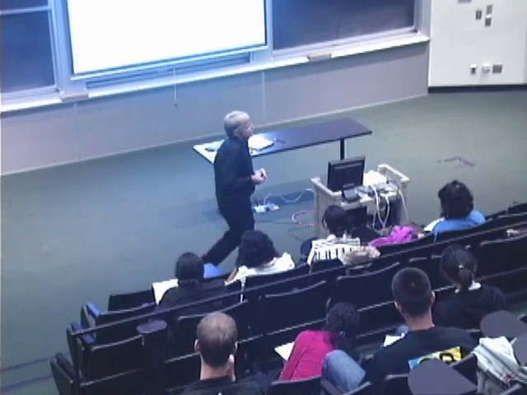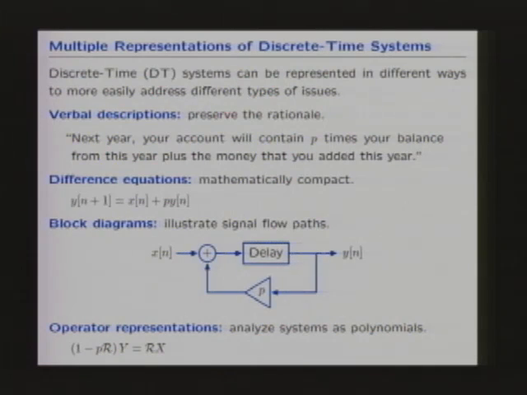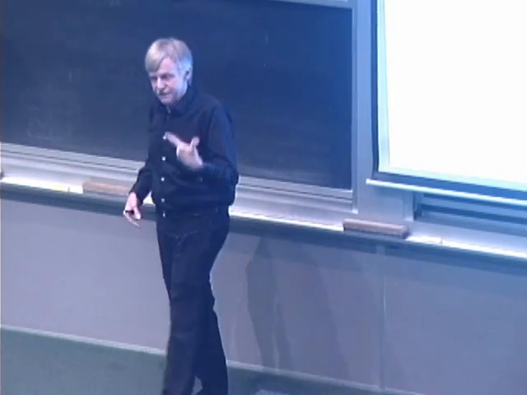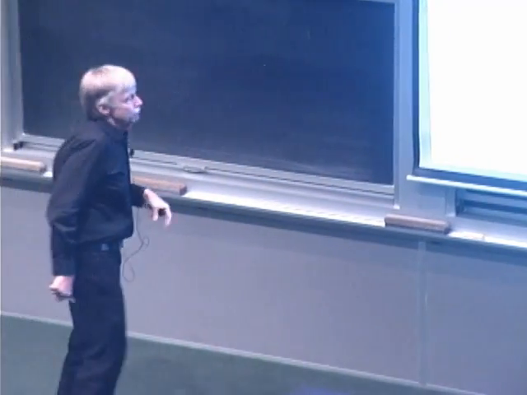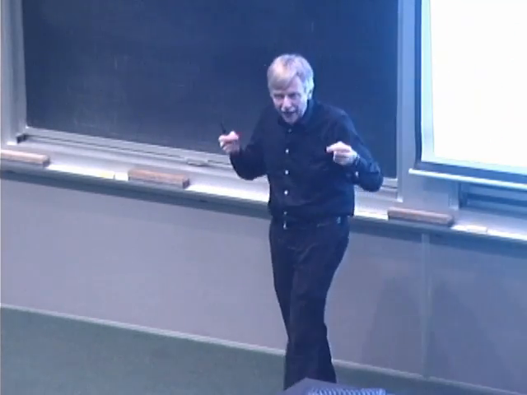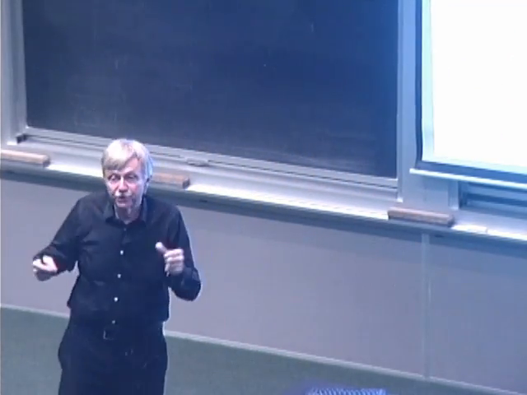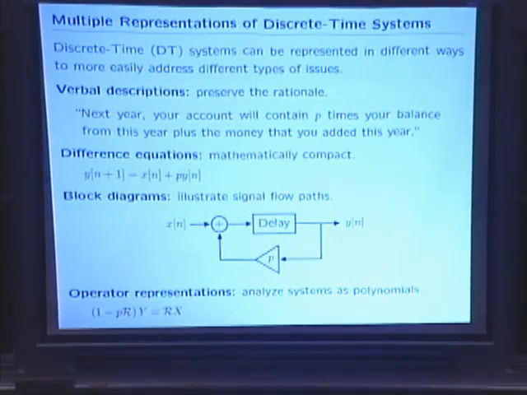Okay, so last time, the idea was to think through a different way, or in fact, several different ways, to think about discrete time systems. Today is a crash course to do the same thing in CT systems. For the last week, we've been looking at different kinds of representations for DT systems. Difference equations because they're concise and precise. Block diagrams because they let you visualize the signal flow paths. And operator expressions because they let you treat systems like polynomials.